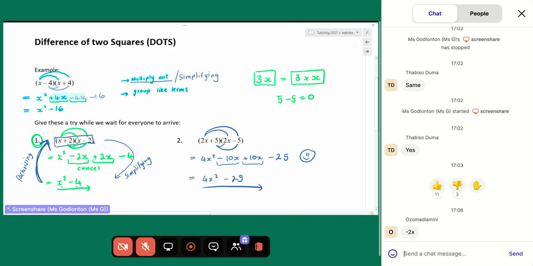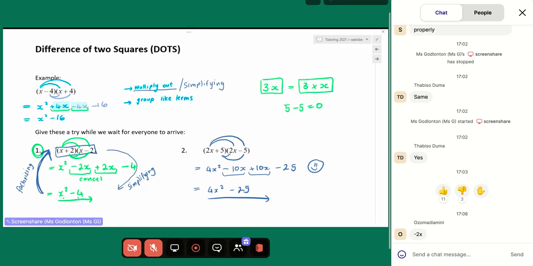I call this section DOTS, which is a shortened way of saying difference of two squares. Difference is talking about the minus sign, like plus, minus, times, divide. Two means we have two terms, and squares are our square numbers. Like how 1 times 1 is 1, so 1 is a square number. 2 times 2 is 4, so 4 is a square number. And 3 times 3 is 9. So all of these are square numbers.